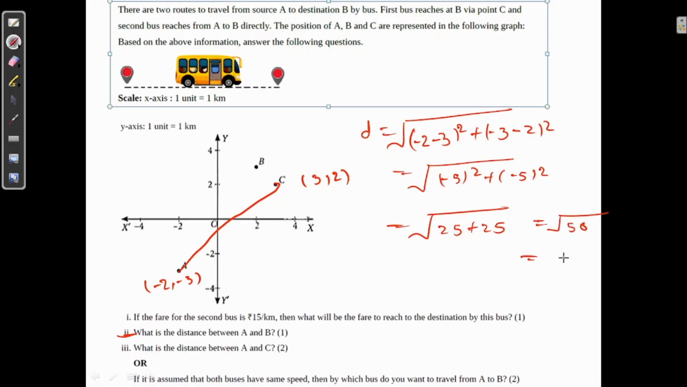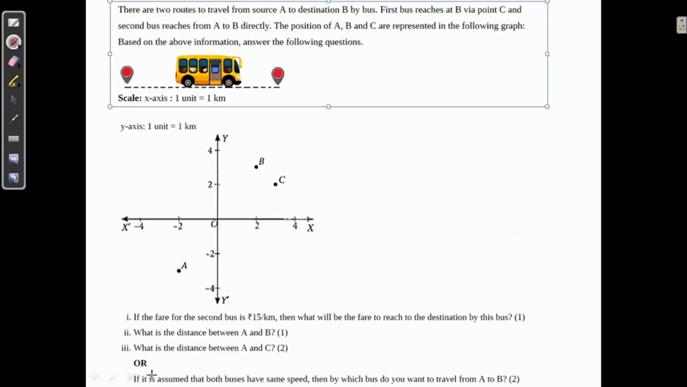Root of 50 is 5 into 5 into 2. 5 will come outside, root 2 will be in the bracket. Give the answer in kilometers. If you do not write kilometer, you are going to lose marks. It is going to give you 2 marks. Just imagine if this question is in the exam. It is giving marks just freely. It is giving you marks.